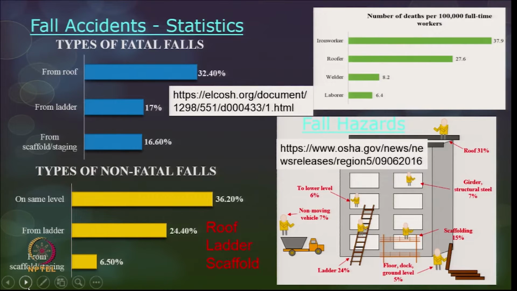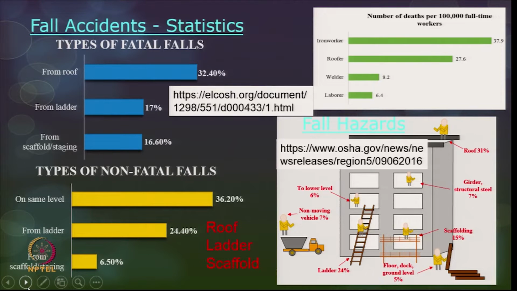Now, some more statistics. Where are the real falls happening? We know falls are there, but from where exactly has the major fatality happened? From roof, that ranks number 1 in fatal falls, next is ladder, and the third one is scaffold. So, we are going to discuss only these 3 hazards in detail in today's class: roof, ladder and scaffold. Types of non-fatal falls, again from ladder, and that is really high. From ladder, a lot of non-fatal falls have happened, and the next one is from staging or scaffolds.